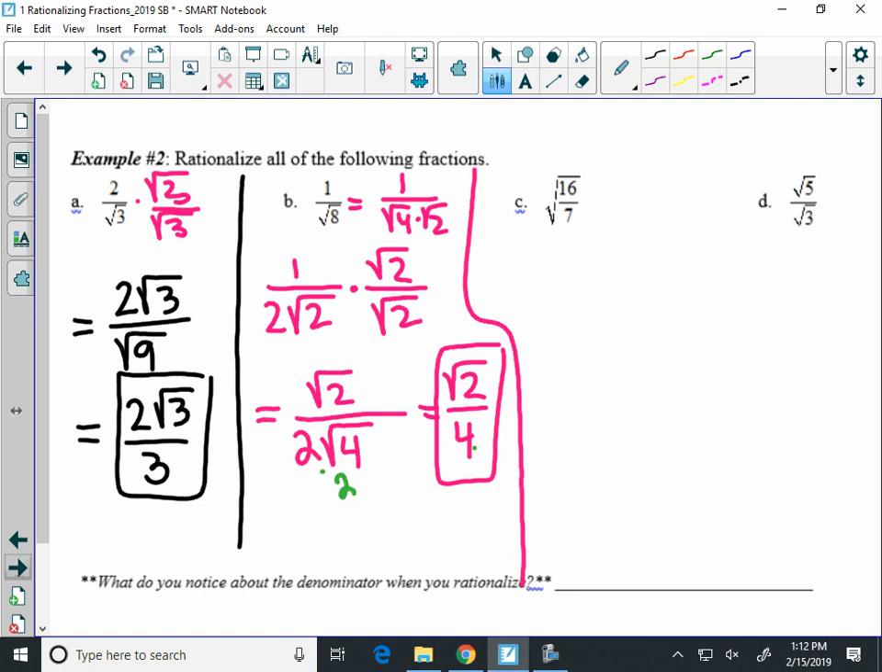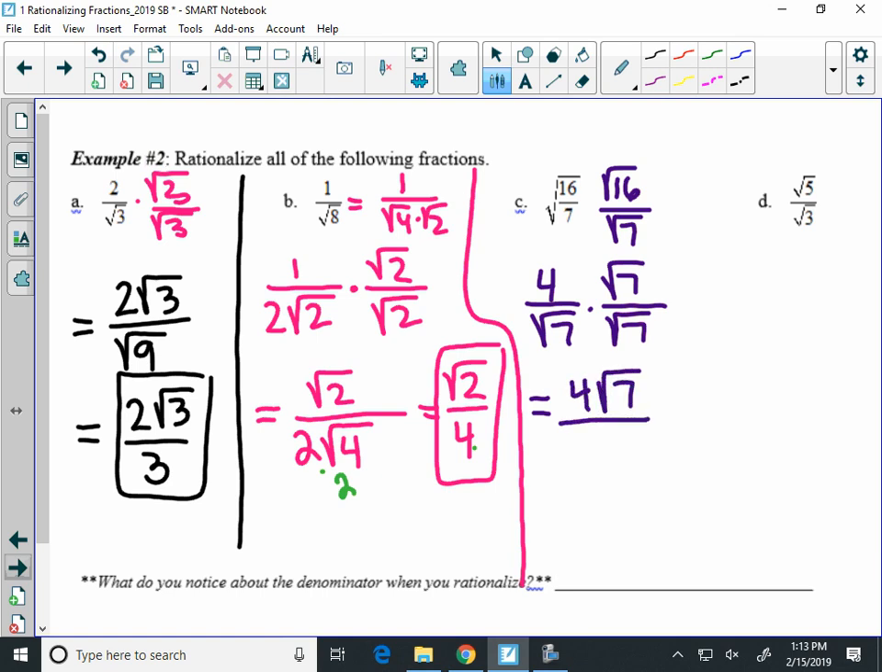Okay. Why don't we do C? Let's first simplify here. Rewrite this as radical 16 over radical 7. What does that become when you simplify it? 4 over radical 7. What do I multiply to rationalize here? Radical 7 over radical 7. So then I multiply straight across, and then we'll develop our pattern here. 4 radical 7 in the numerator, and radical 7 times radical 7 is radical 49, which is just 7.